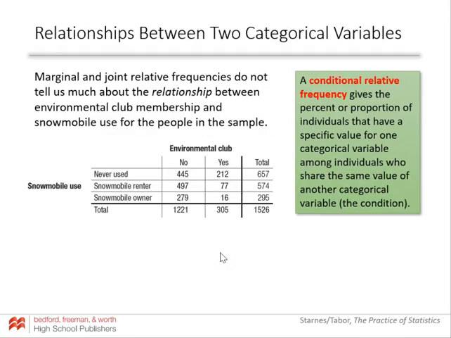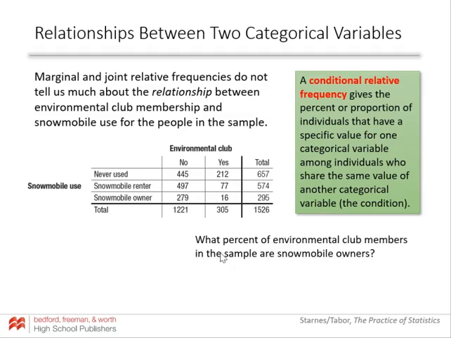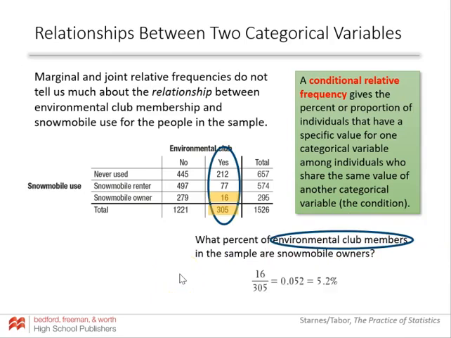And then the last one is called a conditional relative frequency. This is where we're breaking down and just looking at a small subset. So what percent of environmental club members are snowmobile owners? Now I'm only looking at the people that are in the environmental club instead of my whole total of 1526.